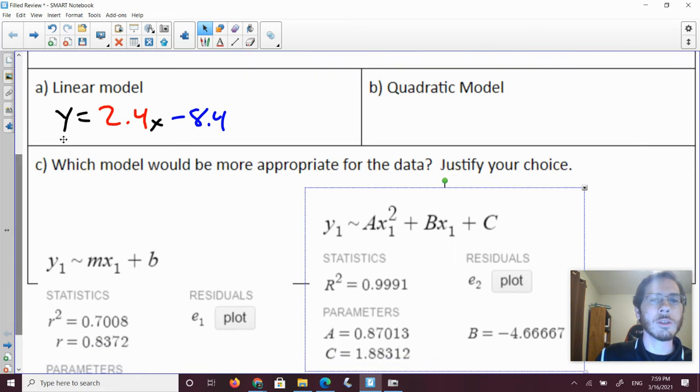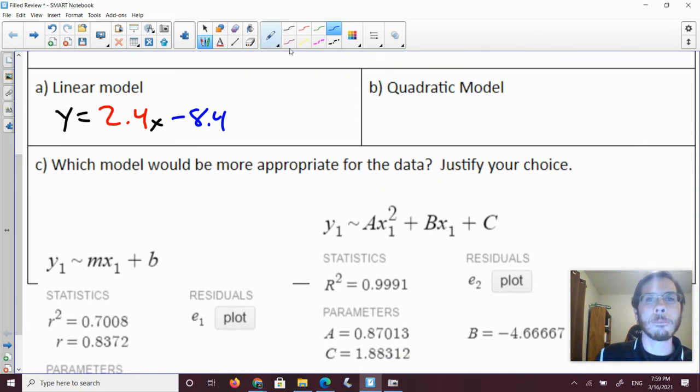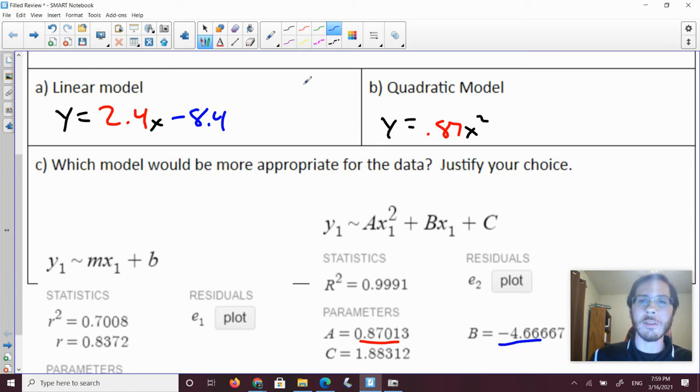So for the quadratic, y is equal to, and now we got to do a first. So a is going to be 0.87. We'll do x squared. B is going to be next. We got negative 4.67. That'll be an x after it, just because we've got an x after the b. So here we got x squared, x squared. And at the end, we got to do plus c, so 1.88.